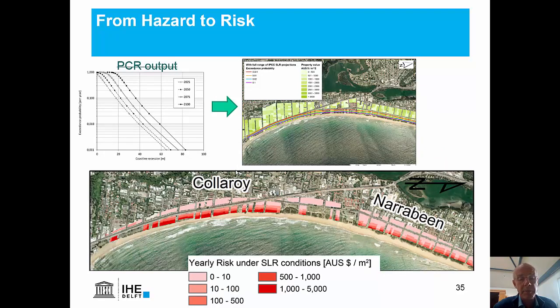And with that approach you can really try to predict the probability of flooding or erosion at a certain location, and you can combine that with the damage that would be done to provide a map of the risk in terms of dollars per square meter.